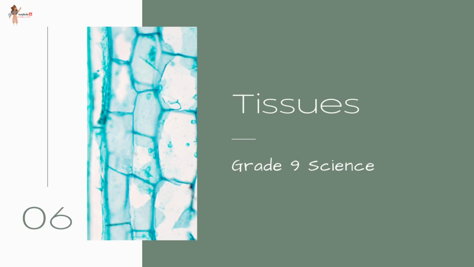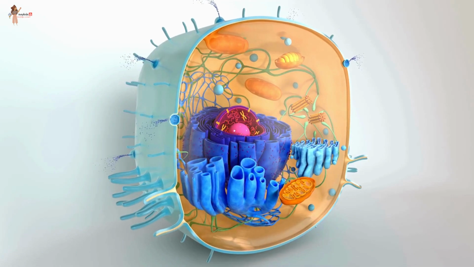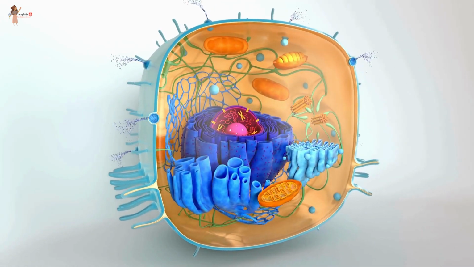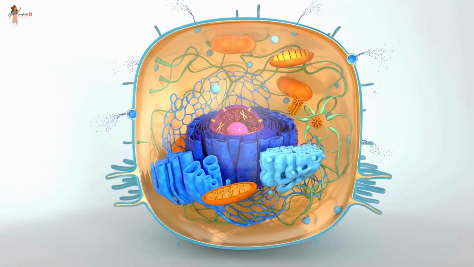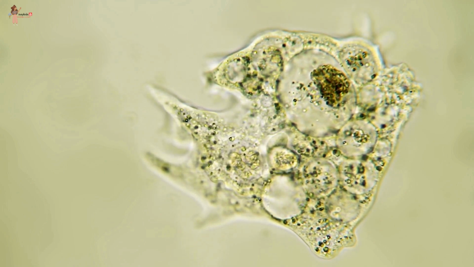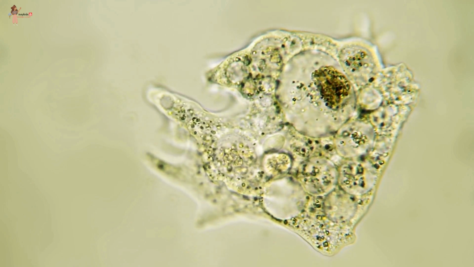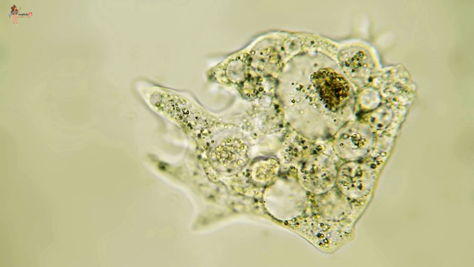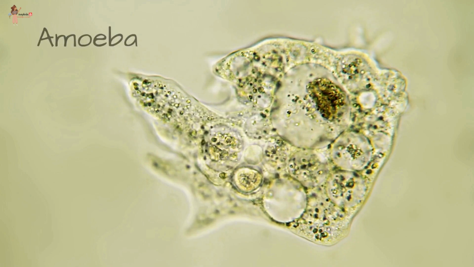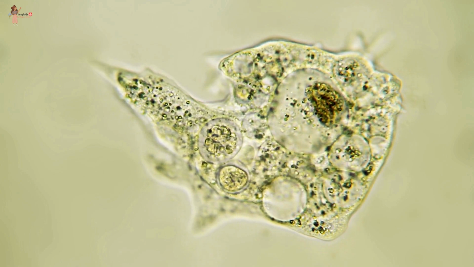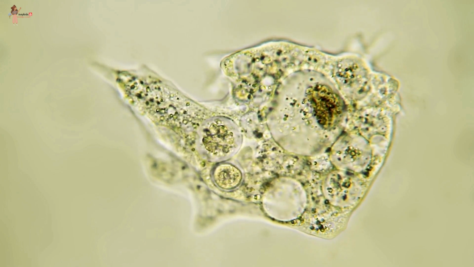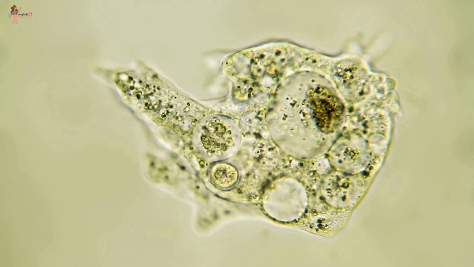Hi there! Let's study tissues today, grade 9 science chapter 6. In the last chapter, we studied that all living organisms are made of cells. We also studied that in unicellular organisms, a single cell performs all basic functions. For example, in amoeba, a single cell carries out movement, intake of food, gaseous exchange, and excretion.